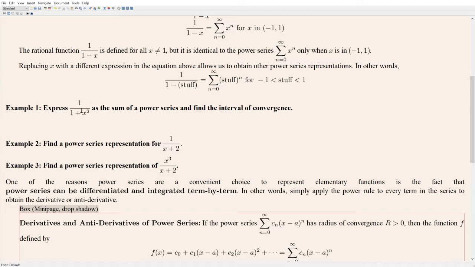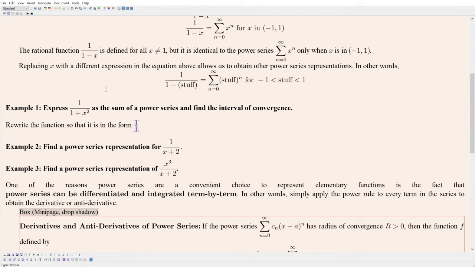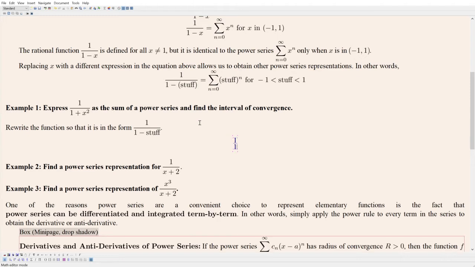Okay, so here's a function, 1 over 1 plus x squared. We want to write this as a power series, which is valid within some interval of convergence. So our strategy here is going to be to take this and rewrite it so that it's in the form 1 over 1 minus stuff, because then we'll be able to transform it into a power series. Okay, so we want to rewrite it so that it's in that form.